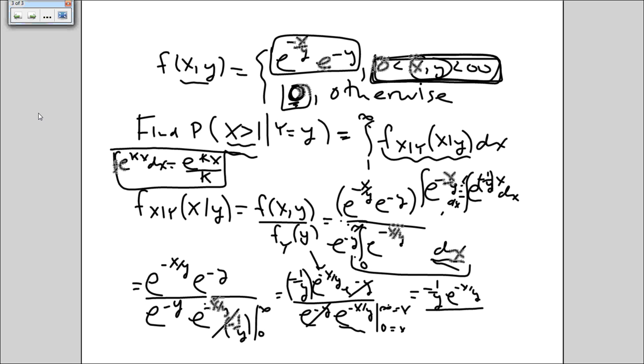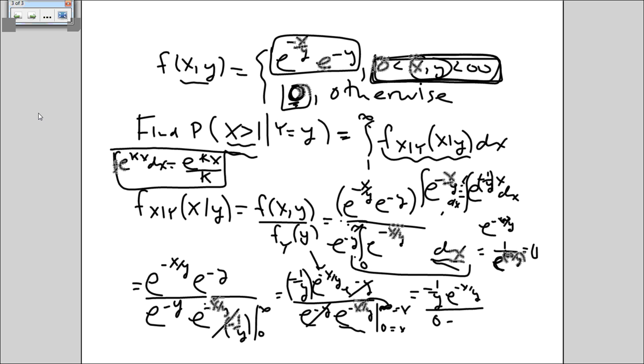Now, if you plug in infinity for x, you have e to the negative x over y, e to the negative infinity over y. Well, this is 1 over e to the positive infinity over y. That power, remember, y is bigger than 0. That power is super large. Infinity over y is very large, and e to very large is enormous. And 1 over super large is 0. So when you plug in infinity, you get 0.